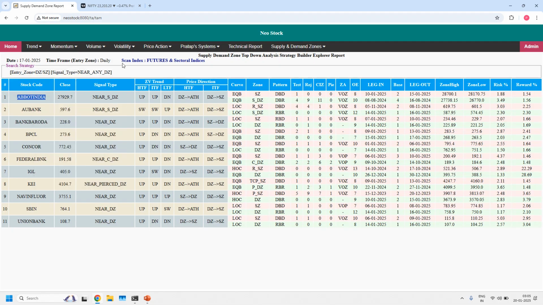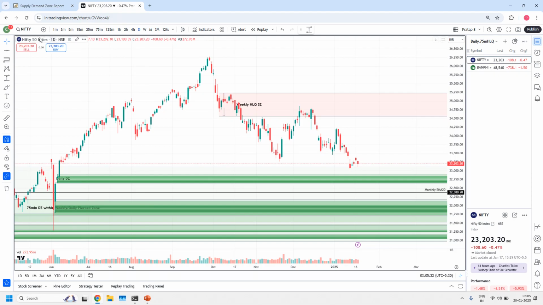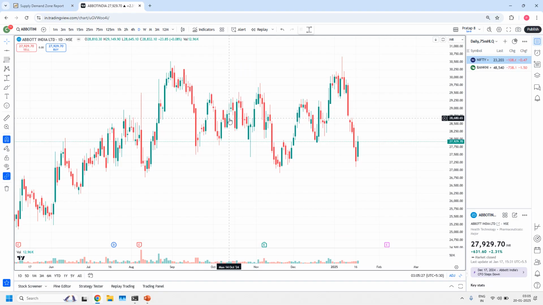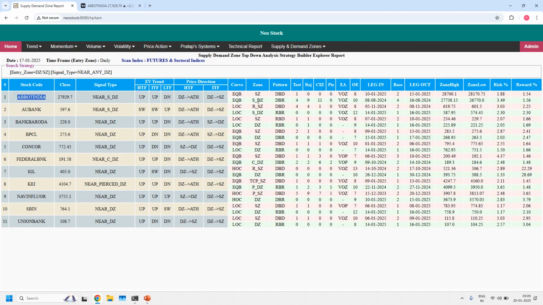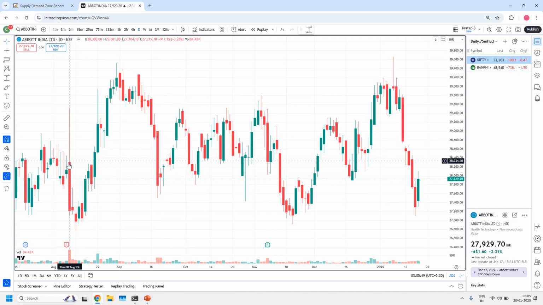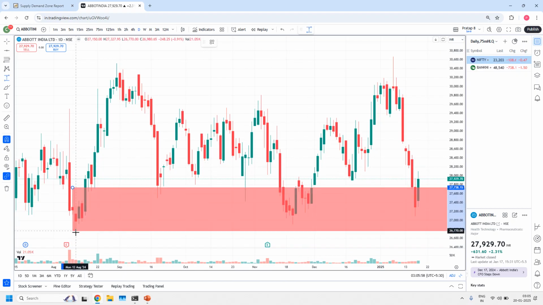This is a daily high liquidity demand zone, so we are in the daily time frame. What is the timestamp? What is the leg-in? This is 8th August 2024, having 4 base candles. This is the 8th August drop candle. You have 1, 2, 3, 4 base candles and a rally candle. So this is how our software identified this zone.